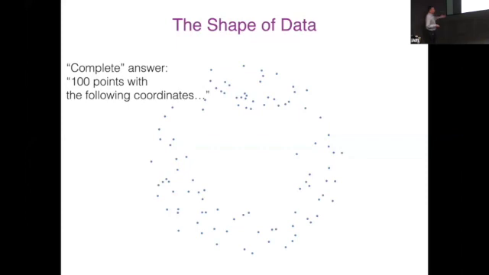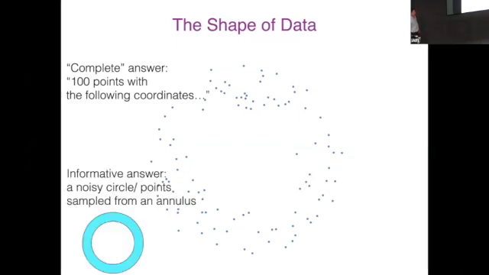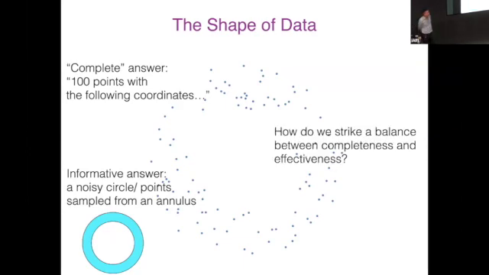A more informative answer, as Jesse already told you, is that this is a noisy circle sample from an annulus. This less complete answer may actually teach us more about the structure of the data. As I described, data has shapes, and the shapes of data can inform us about the physics behind. The question is, how do we strike a balance between completeness and effectiveness? This is, of course, what summary statistics are for.